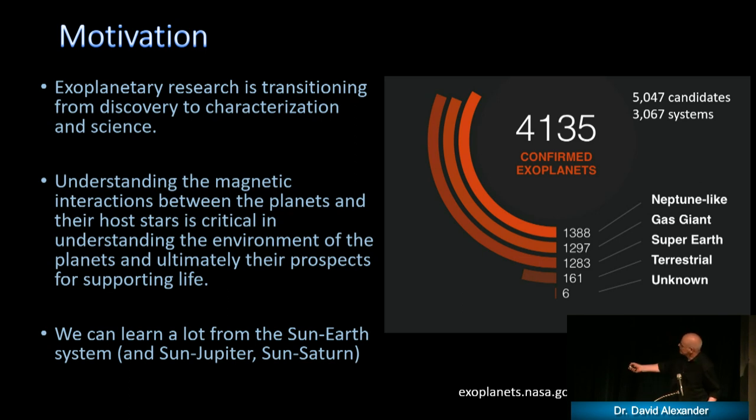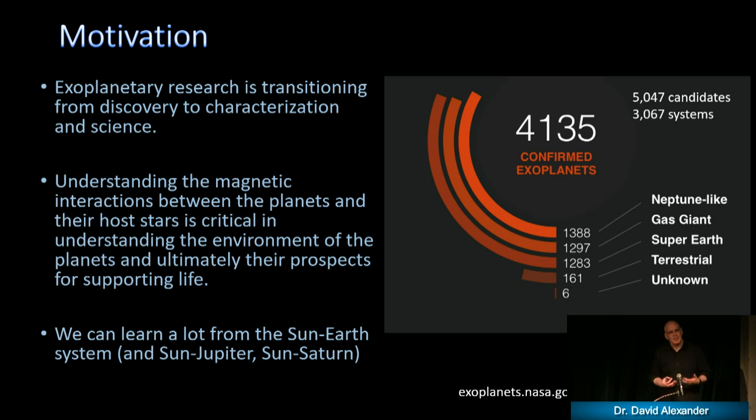And then you can break all these planets up. I'll walk you through a couple of ways of how we do it, not all of them. But you can break these up into Neptune-like. These are kind of called ice giants. Gas giants, what are like Jupiter and Saturn. Neptune-like means Neptune and Uranus. You get super-Earths, which are maybe 5 times the mass of the Earth. Terrestrial, or Earth, Mars, Venus-type planets. And then unknown speaks for itself, right?